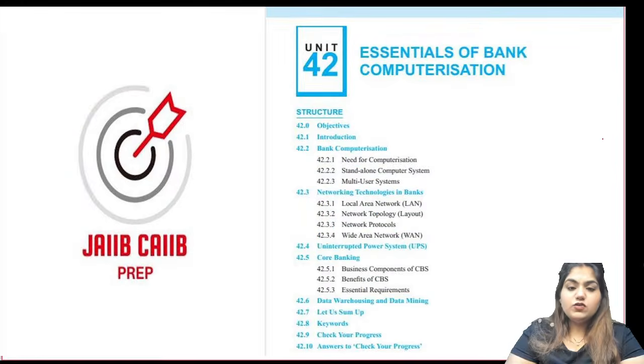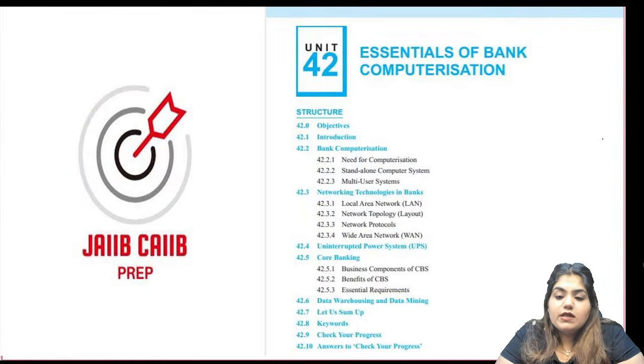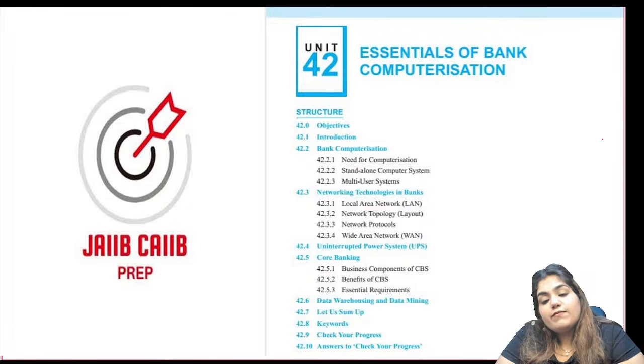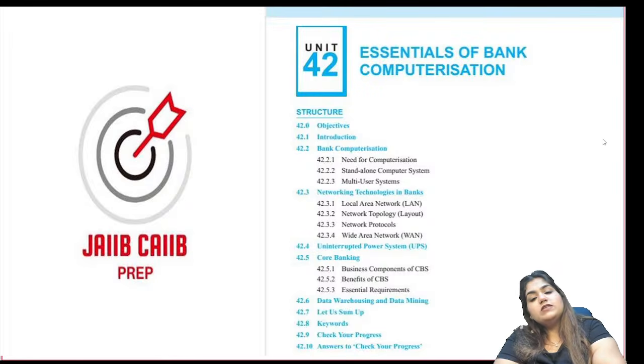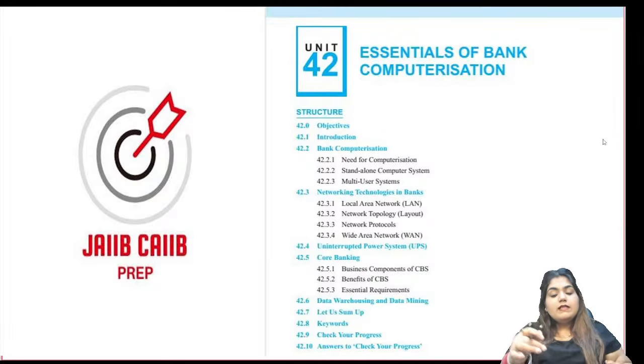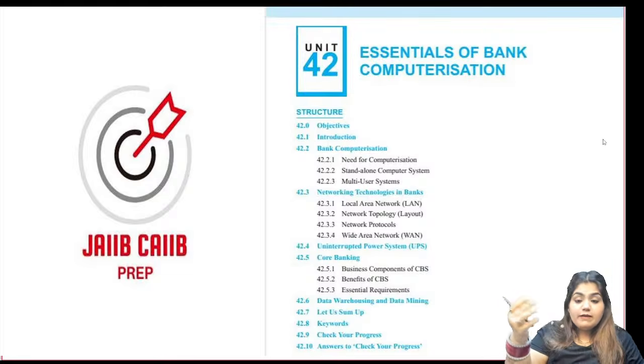First unit, that is unit 42. Essentials of bank computers. In this, we have talked about LANs, WANs, and an introduction of CBS. There is a standalone computer and multi-user computer. Okay? There was a development. Initially the computer system got introduced. How computers came into effect in banking?